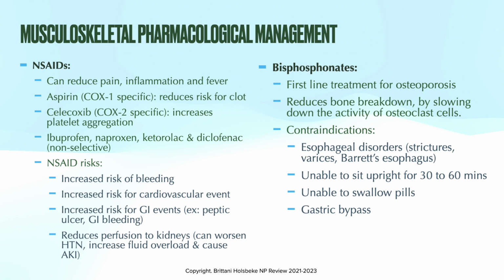All right, and so let's move on to the bisphosphonates. So this is a first-line treatment option for osteoporosis. Examples of those would be alendronate or risedronate. Most frequently used would be alendronate. That is the one that I think that you would most commonly see.